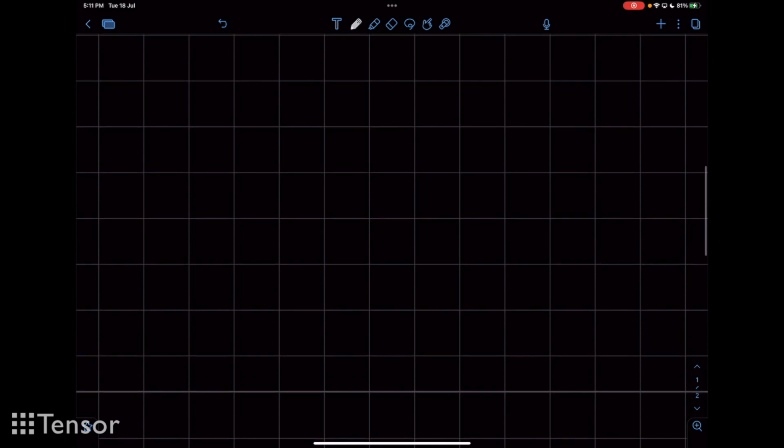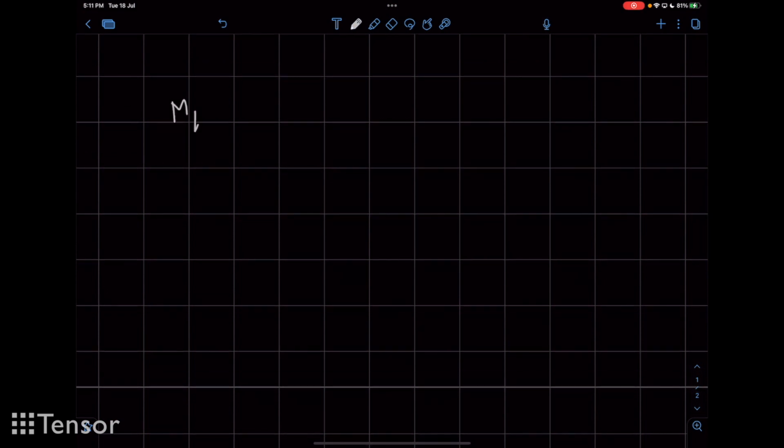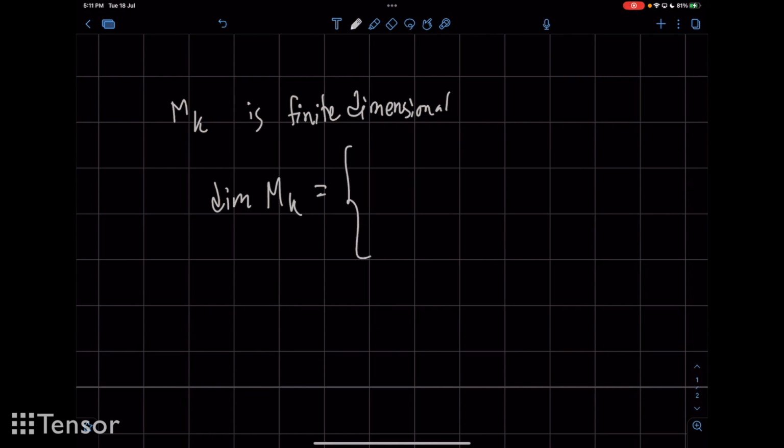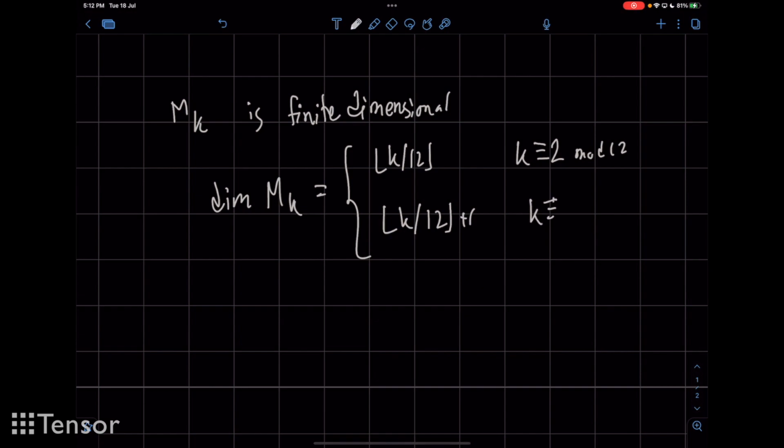So last time we proved that the space of modular forms of weight k, denoted by M sub k, is finite dimensional. And also we proved the dimension formula, that is, the dimension of M_k is given by floor of k over 12 when k is 2 mod 12, and floor of k over 12 plus 1 when k is not 2 mod 12. Of course, this is for even, non-negative k, right?